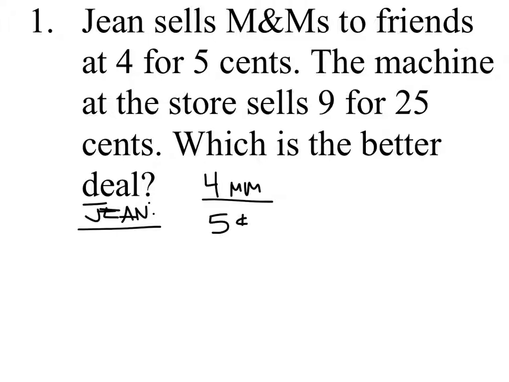Right? So to figure this out for 1 cent, we would divide the 5 by 5. So we'll take the 4 divided by 5 as well. So it's 4/5 M&Ms for 1 cent. Well, hold on. So that's the unit rate because one of the values is 1 right there. And then we got the store.